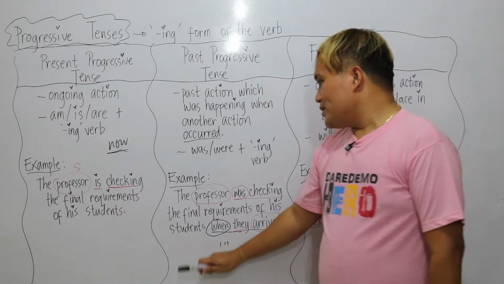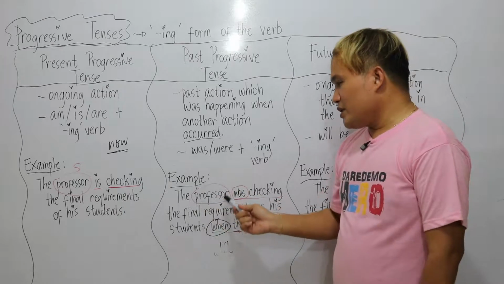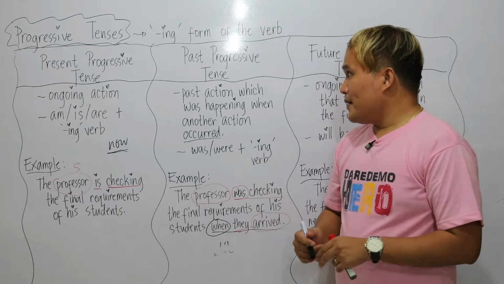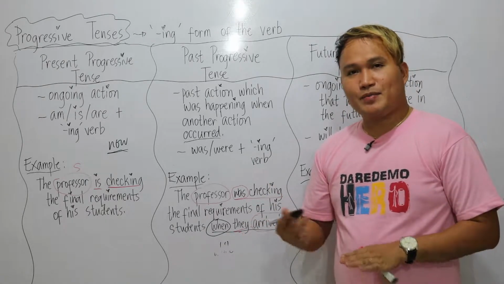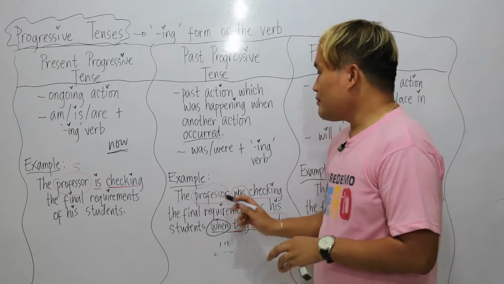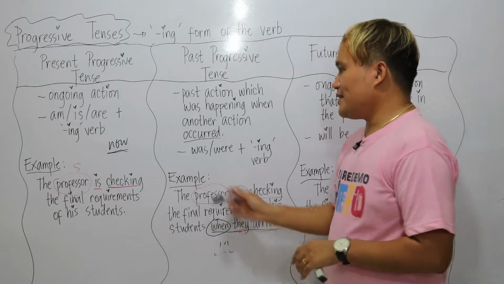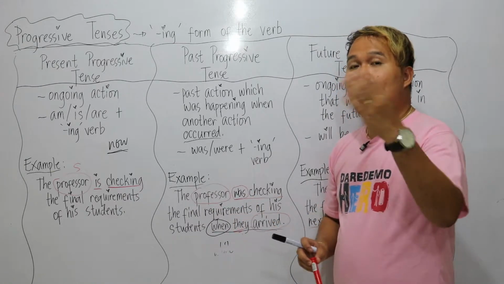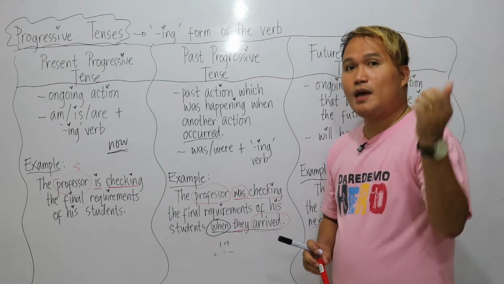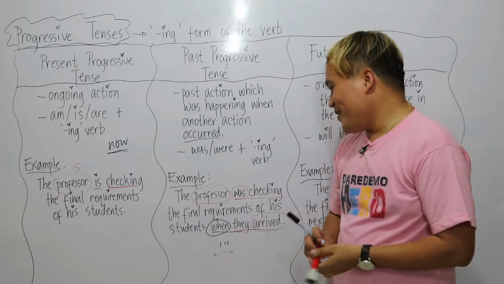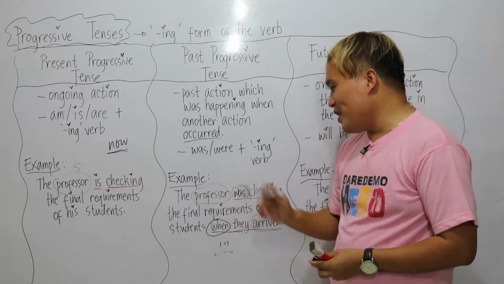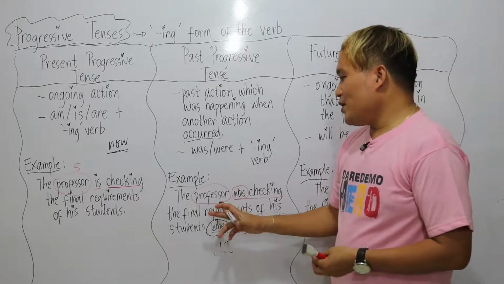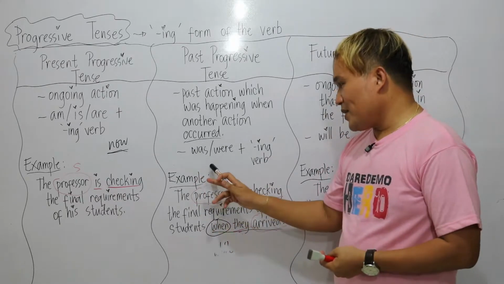Let's have an example. The professor was checking the final requirements of his students when they arrived. So I have here encircled some words. Who can give me the past progressive verb? Was checking, of course. Yes. From the formula here, was checking. Now, why do we use was? Because our subject is singular or plural? I'm sorry, singular. Very good, singular. So professor, only one, unless if professors, of course, we're going to use were. So take note of that. If the subject is singular, we have to use was.